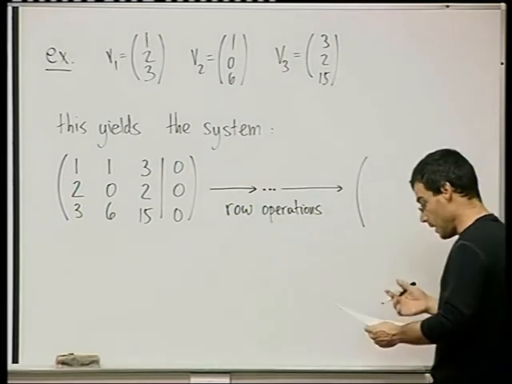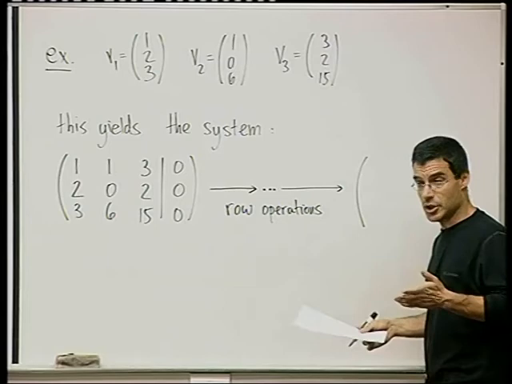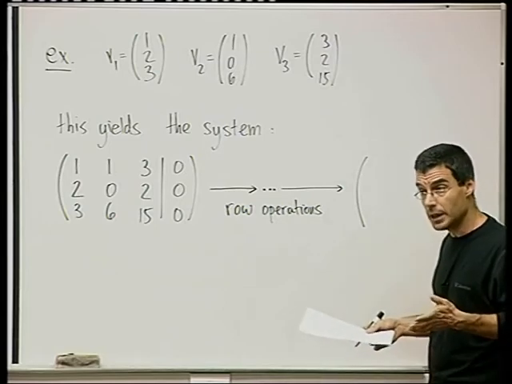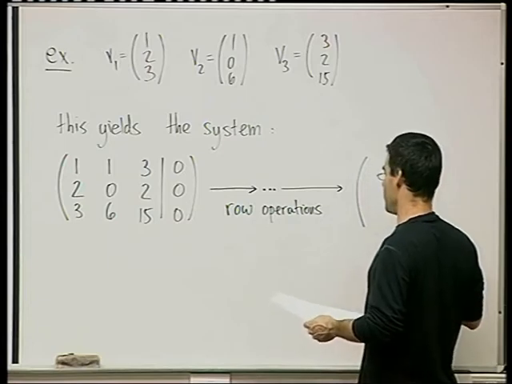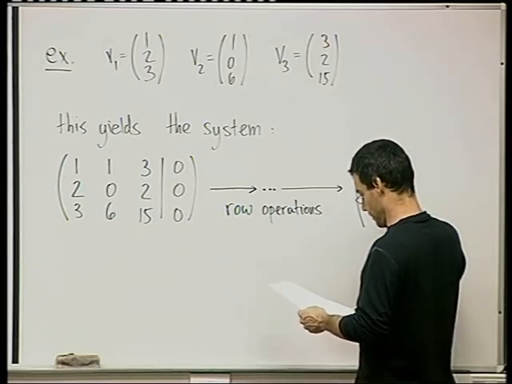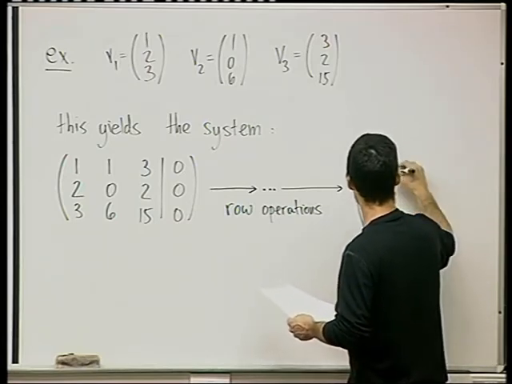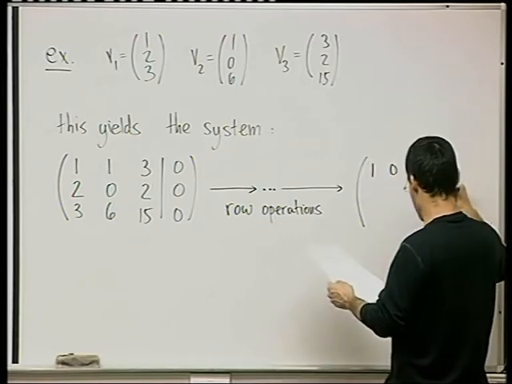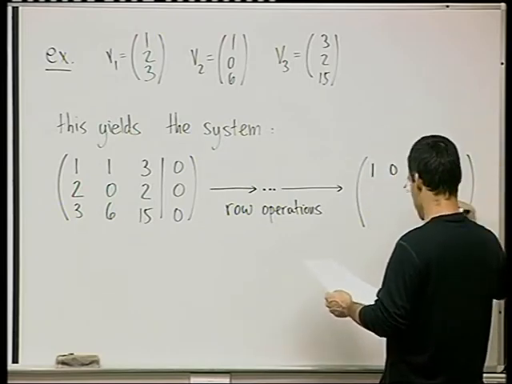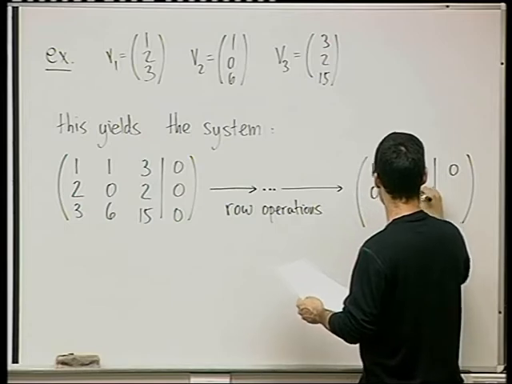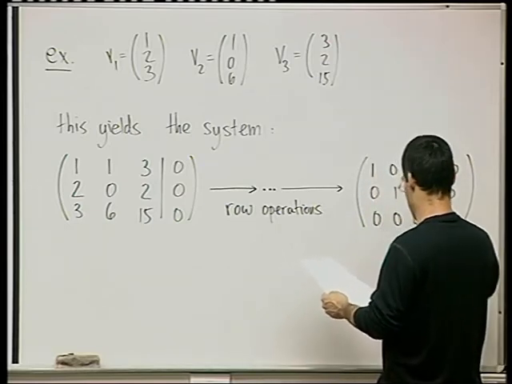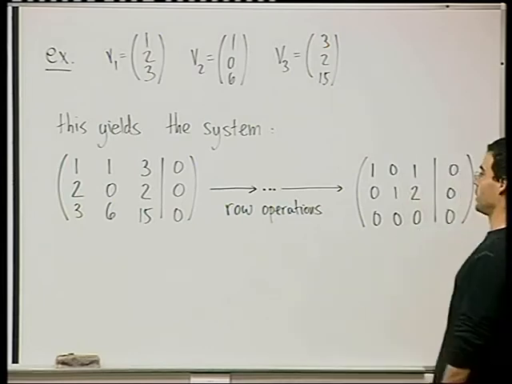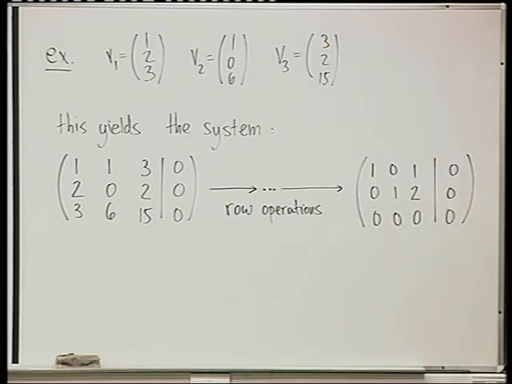Okay, so you recall that the echelon forms are not unique, right? But let's go all the way to the canonical form. So if you go all the way through to the canonical form, you're going to reach this. 0, 1, 2, 0, and 0, 0, 0, 0. This is the canonical form. Okay?